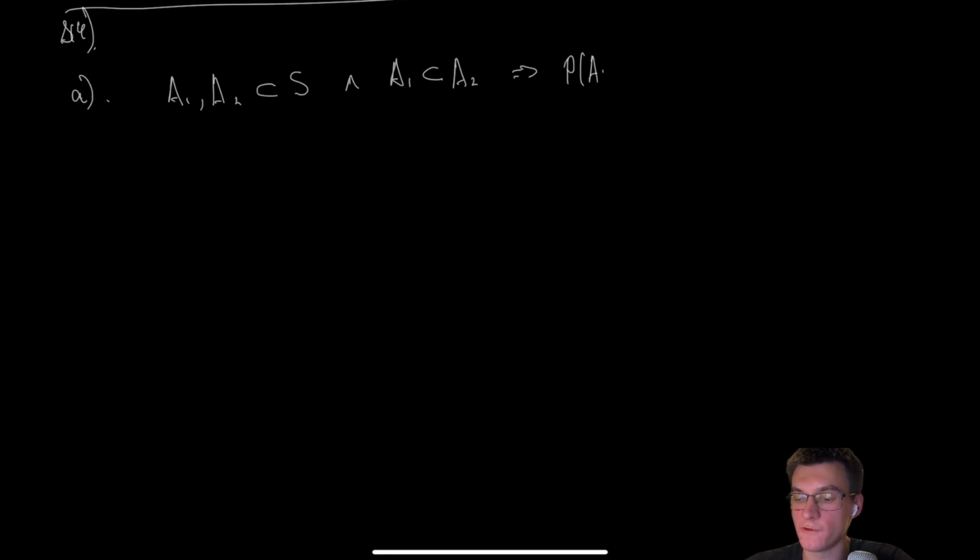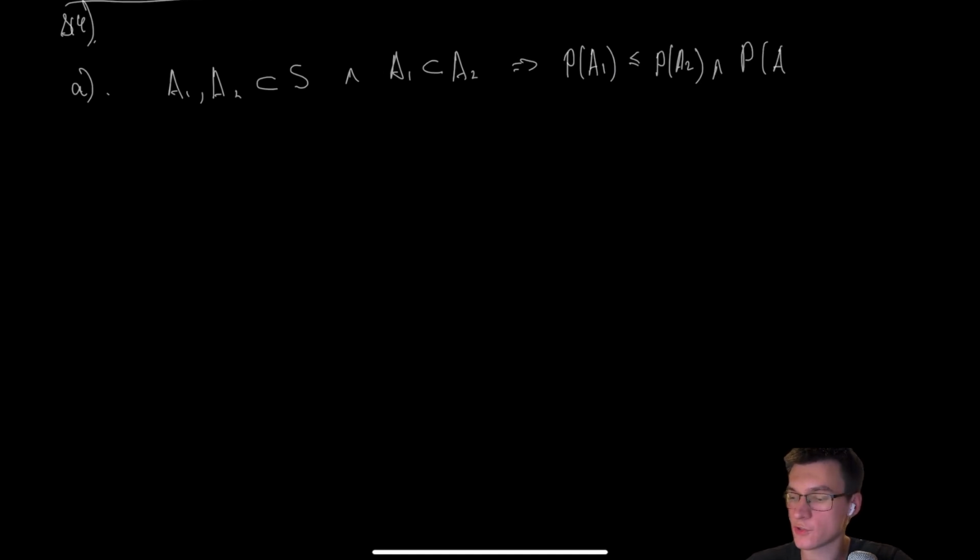So the first theorem, and the most basic one, states that if we have two events A1 and A2 from the same sample space, and A1 belongs to A2, then the probability of event A1 is less than or equal to the probability of A2, and the probability of A2 minus A1 equals the difference of probabilities: probability of A2 minus probability of A1.